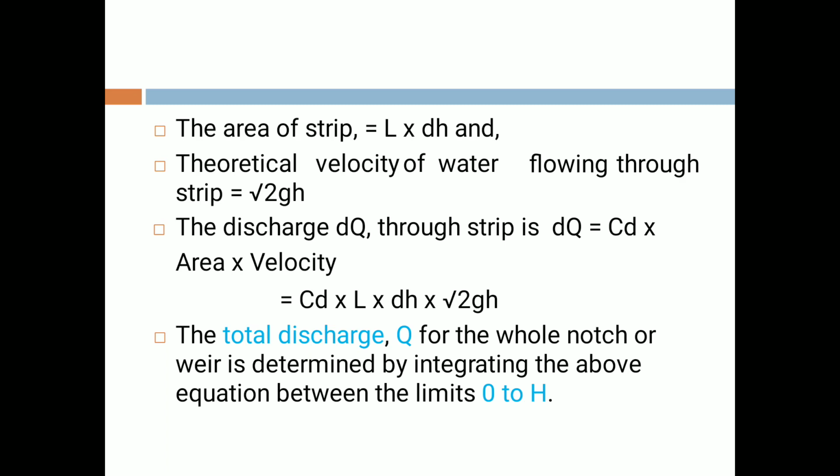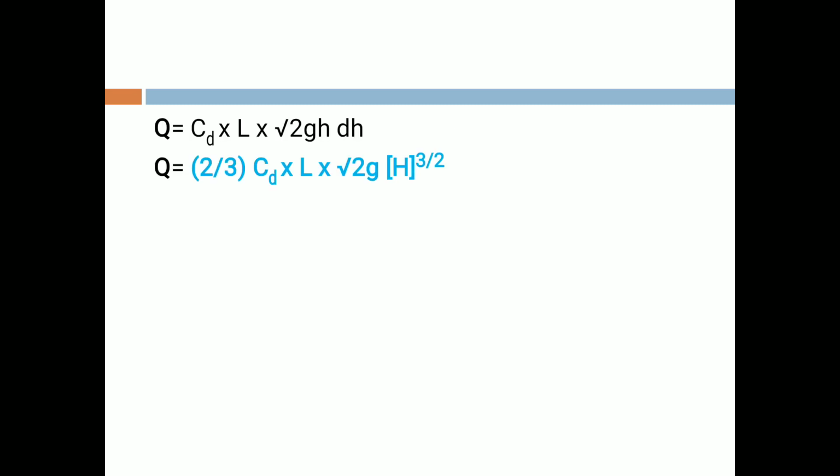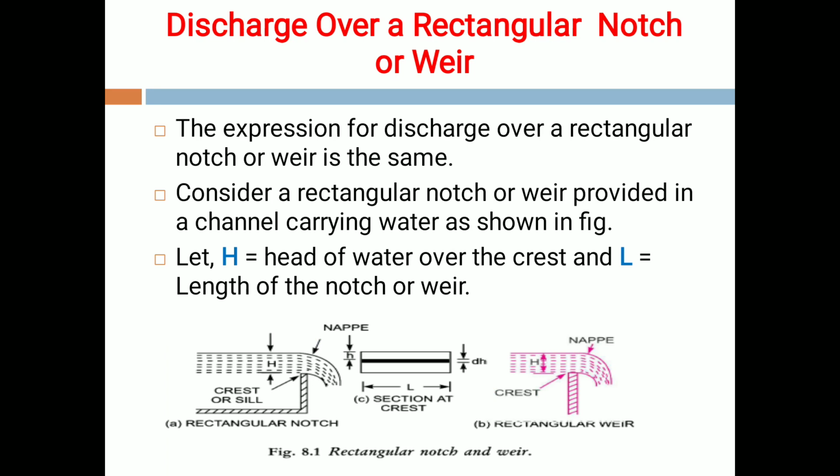So for the total discharge Q, we integrated the discharge dq equation with the limits 0 to H to get the equation for the total discharge Q. Finally we get the equation Q is equal to 2 by 3 Cd into L into under root 2g multiplied by H to the power 3 by 2. By using this equation we can calculate the discharge over the rectangular notch or weir.